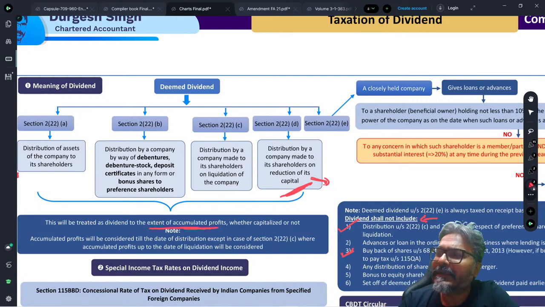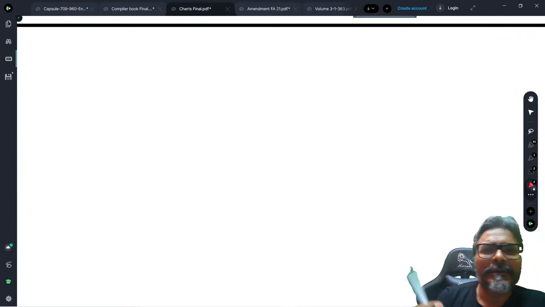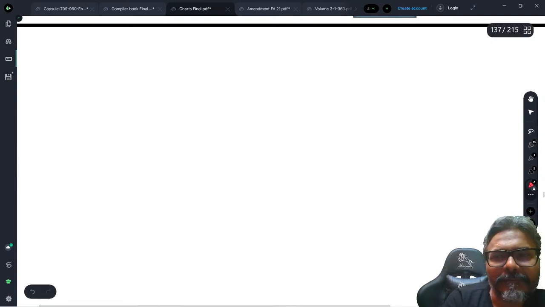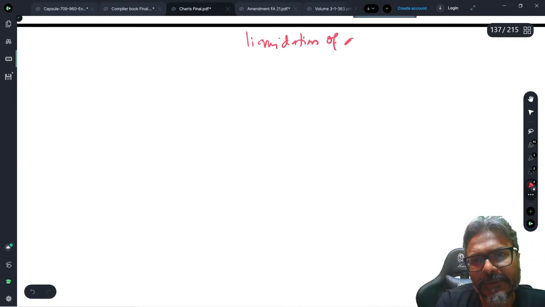So if the company distributes any money or even an asset, doesn't matter, any distribution which the company does to its shareholder at the time of its liquidation, then such distribution is also considered as a deemed dividend under section 222C. So let's have a look over here, students. You need to copy this one. A case study, liquidation of a company.